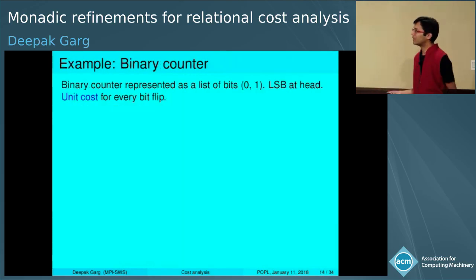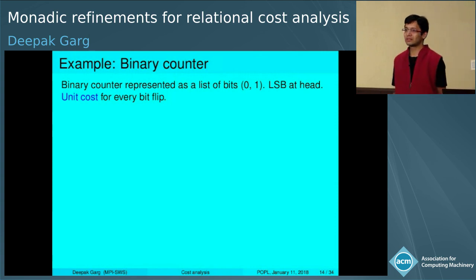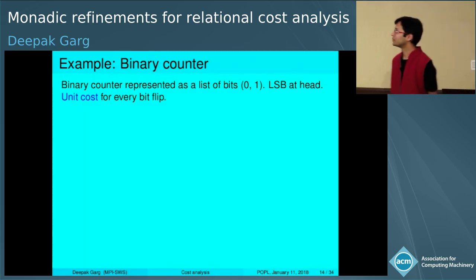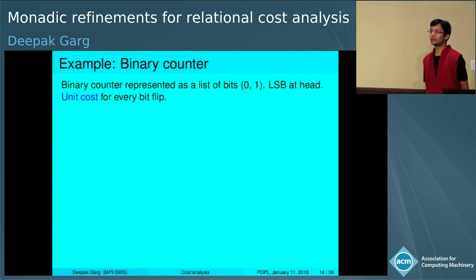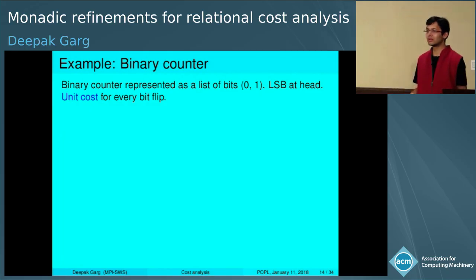The example is going to be a binary counter. This binary counter is represented as a list of bits which are 0 or 1. You can also think of these as booleans. By convention, the least significant bit is going to be at the head of the list. Whatever operation we perform, the cost of interest to us is going to be a bit flip. So if the operation flips a bit from 0 to 1 or 1 to 0, we will count a unit cost, otherwise there is no cost.